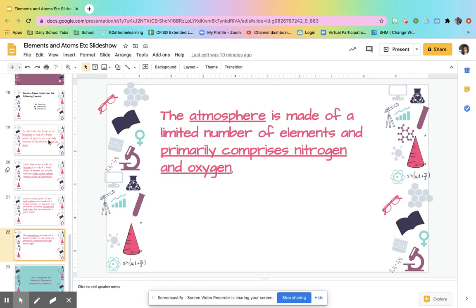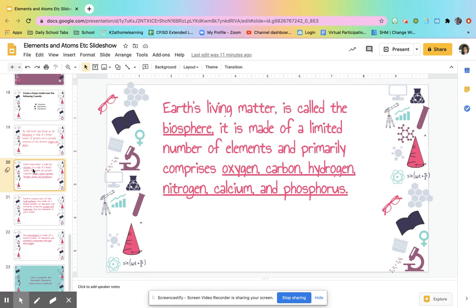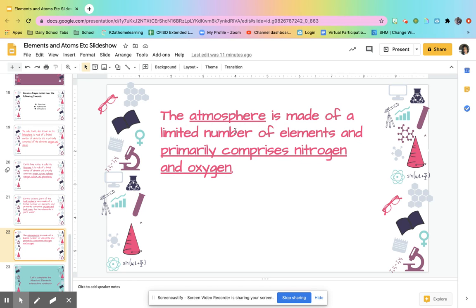So at this point, we've gone over the lithosphere. The lithosphere, remember, is your solid Earth made of oxygen and silicon. Biosphere is composed of Earth's living matter, and that's oxygen, carbon, hydrogen, nitrogen, calcium, and phosphorus. Then the hydrosphere, which is the water. Hydro means water. It is Earth's oceans, made of oxygen and hydrogen. Lastly, you have the atmosphere, that's how we breathe, which is nitrogen and oxygen, okay?